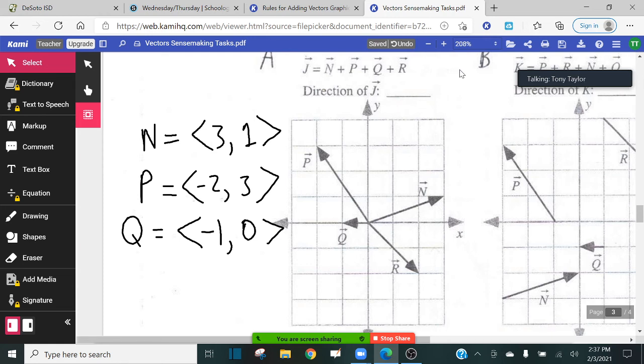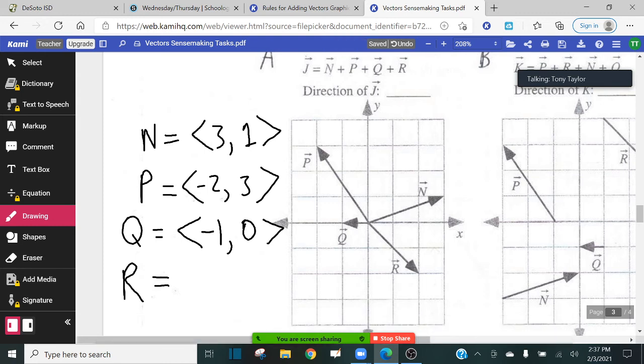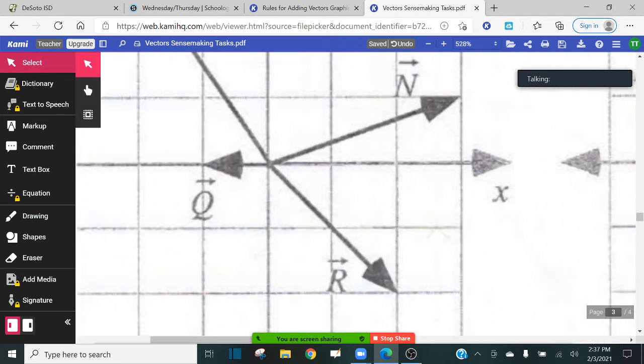What about vector? Lastly, what about vector r? Okay, Irina, you see it 2, -2. Is that correct, everyone? Everybody agree with it?